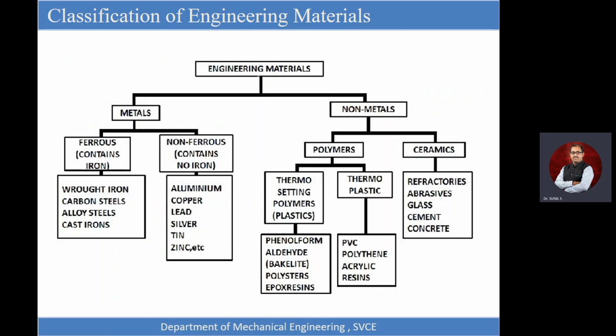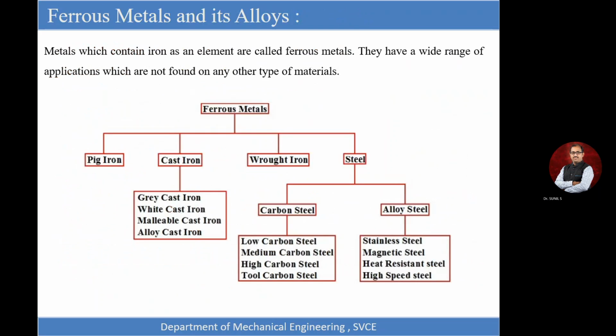Non-metals are predominantly of two types. One is polymers, or in a simple sense, plastics, whatever we use. There are two types: thermosetting and thermoplastics. And the second is ceramics, like glass, cement, concrete, etc. And one more latest class of material is the composite material, which is a combination of any two materials to get specific properties. So this we have discussed in the earlier class, right?